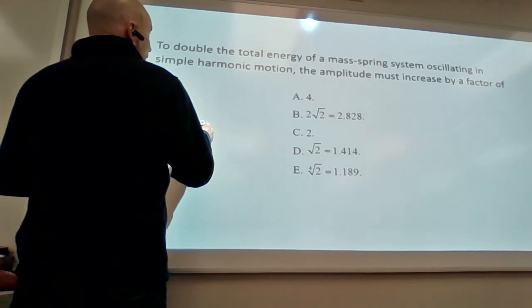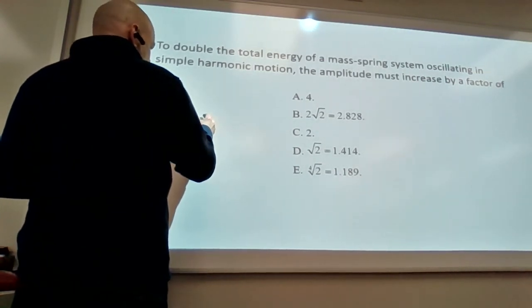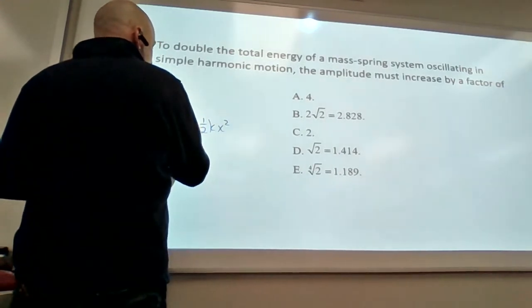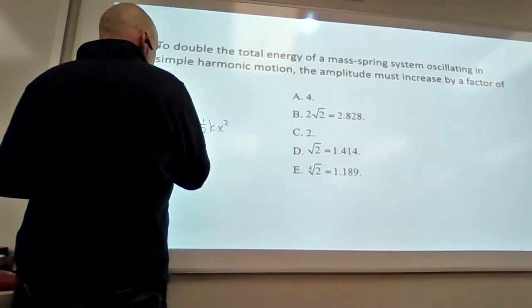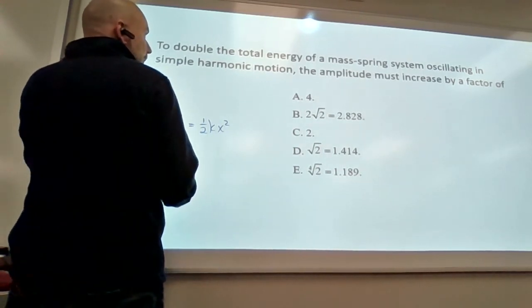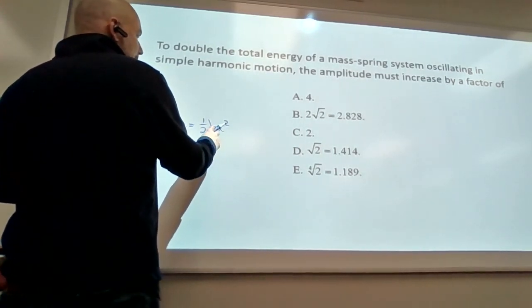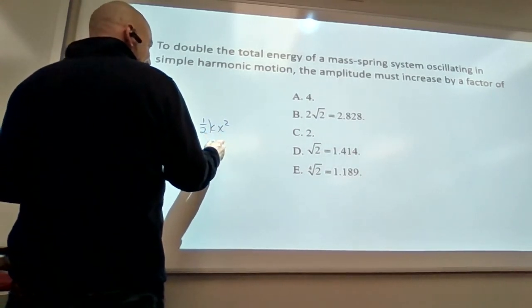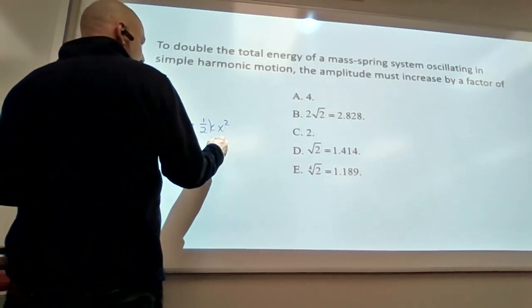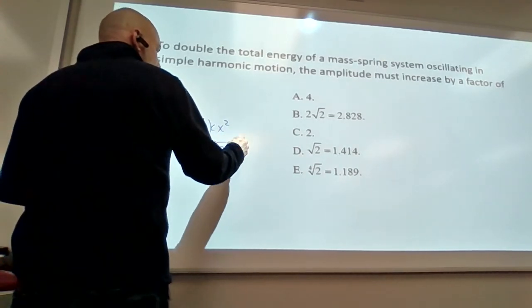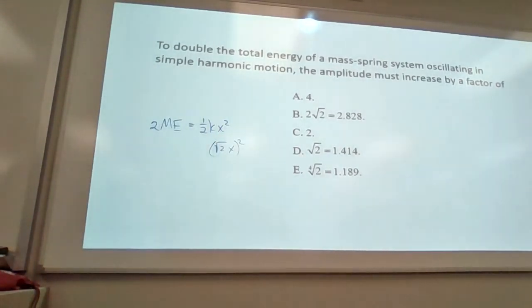Correct answer is... Okay. Total energy, you're going to look at the ends. So you have 1/2 kx squared, which is your total mechanical energy at the end. You're going to double that. Spring constant stays the same, so half stays the same. And so to double that, you need to take this and multiply it by the square root of 2.